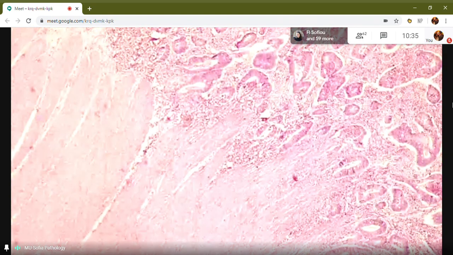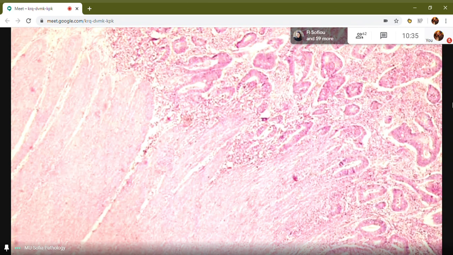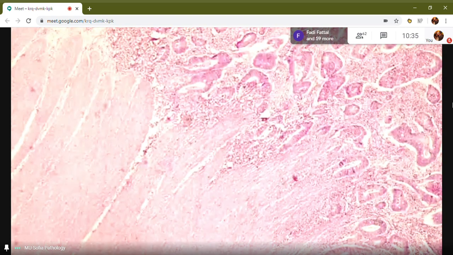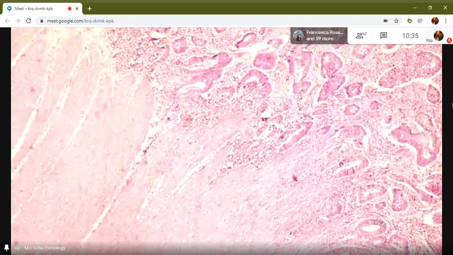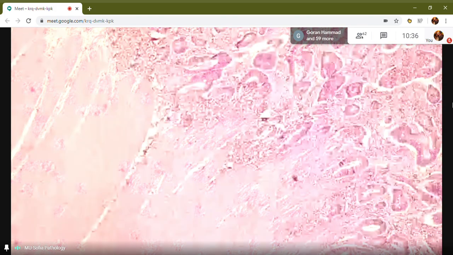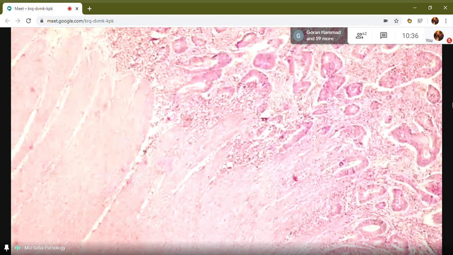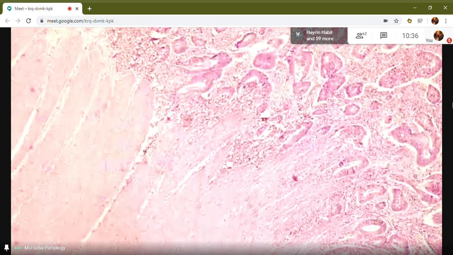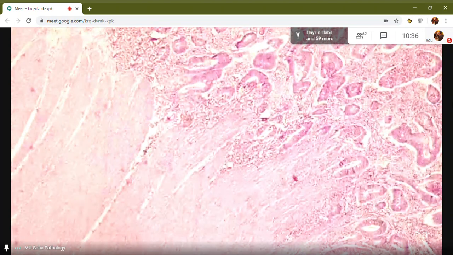Usually, it looks like a thick, rigid wall of the stomach, which is called linitis plastica. So the gross view of the diffuse stomach carcinoma is called linitis plastica because the invaded stomach wall looks thickened and rigid, hard, and this is called linitis plastica.